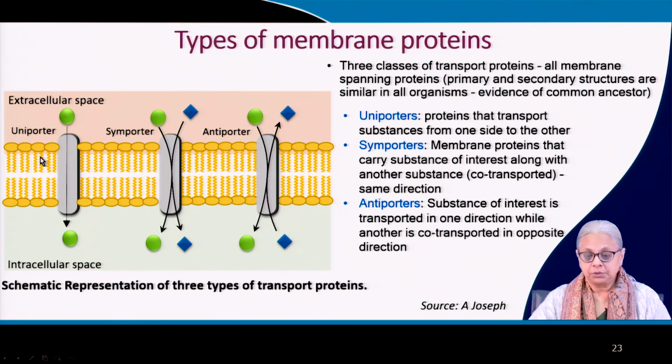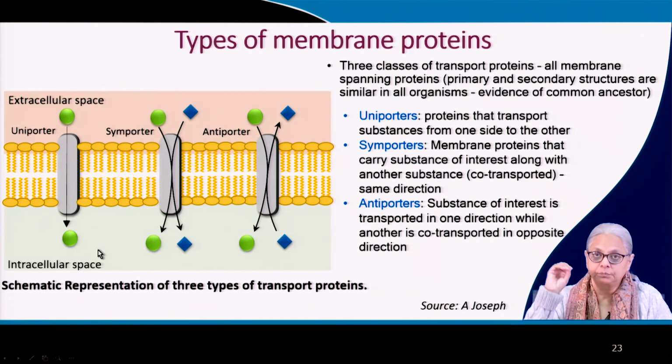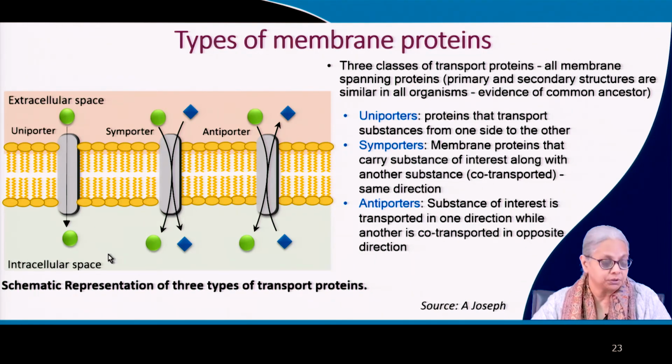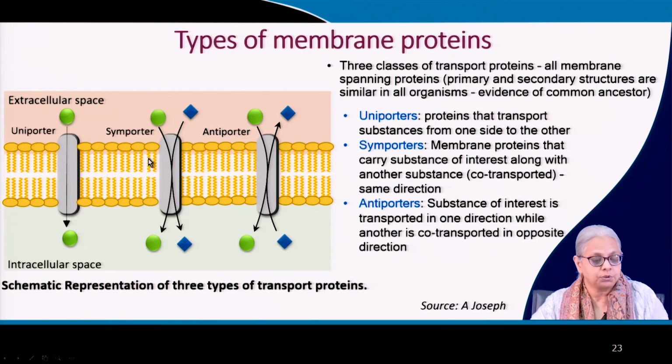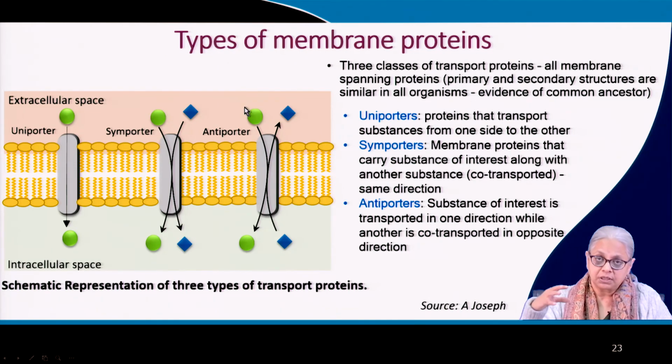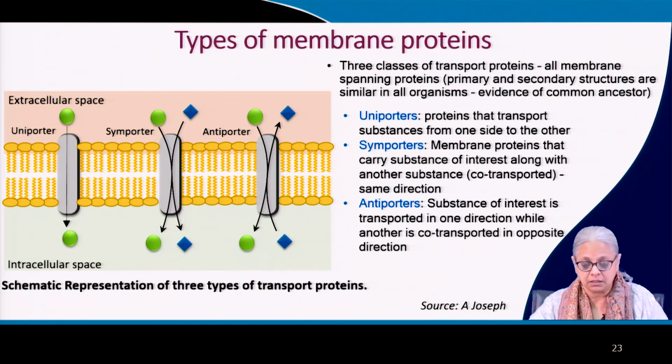So let's take a look at uniporters. Uniporters are proteins that transport substances from one side to another. So a simple transport mediated by the uniporter protein. Then you have a symporter. So what I just showed you over here is a symporter. Two substances are brought into the cell together. I'll show you examples of all of this. And finally, we have the antiporter. Antiporter means one substance comes into the cell and another substance has to be thrown out of the cell.